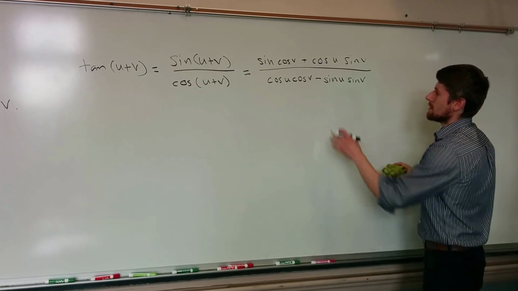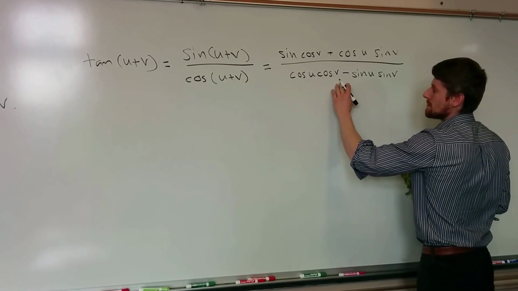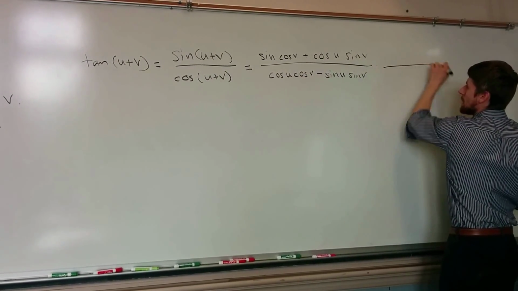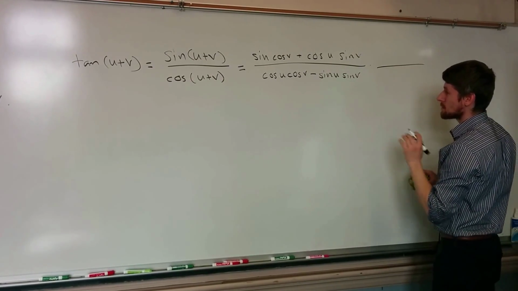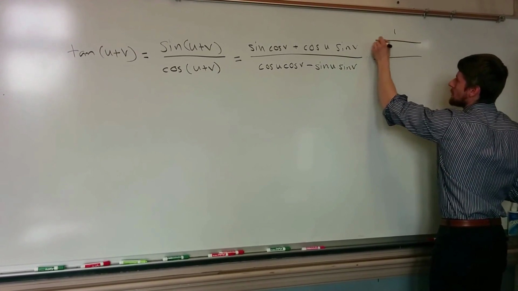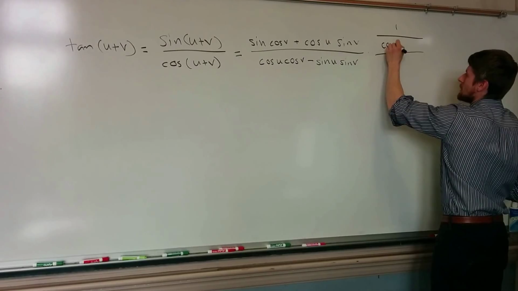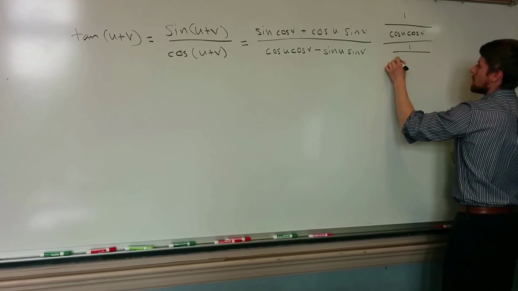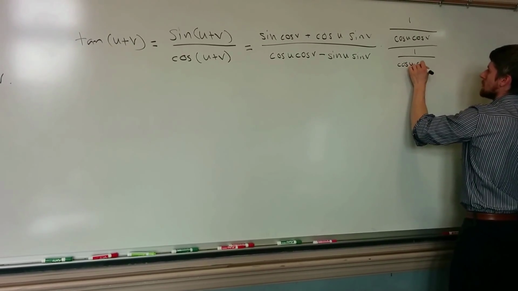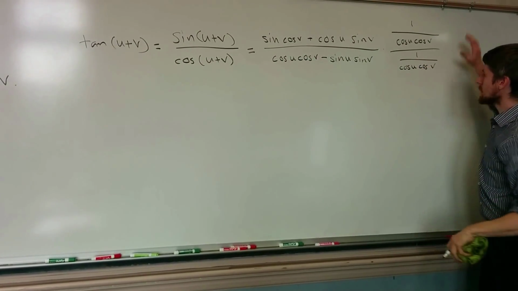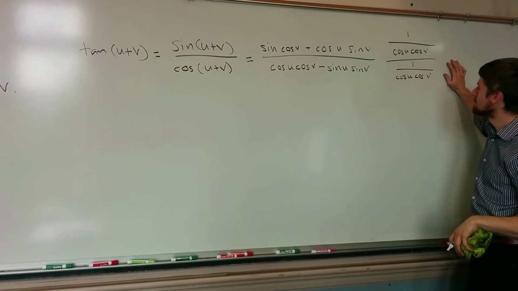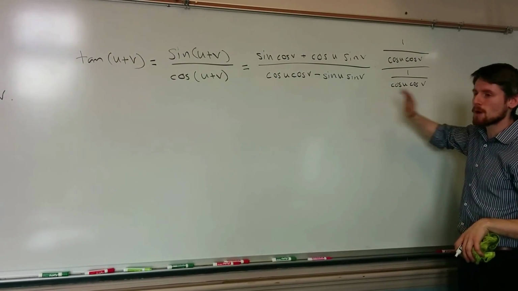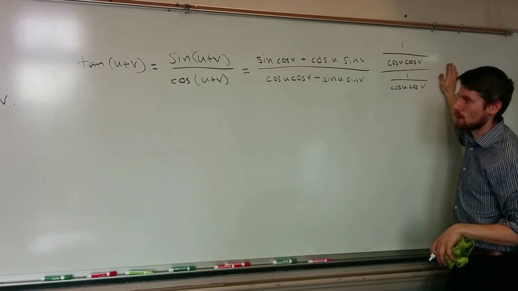Well, in order for this to be 1, I need to divide it by cosine u and cosine v. So we're going to multiply this thing by a really, really fancy 1: 1 over cosine u cosine v divided by 1 over cosine u cosine v. Now this number is just 1. It's got a lot going on, but let's see what happens when we multiply this thing by the number 1.